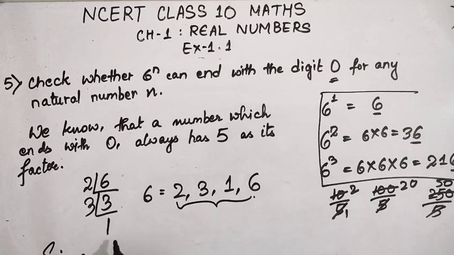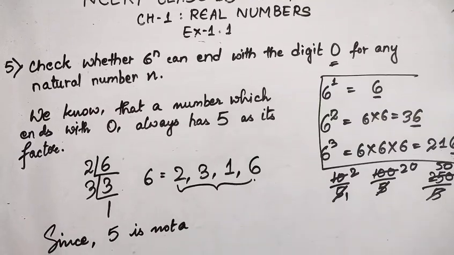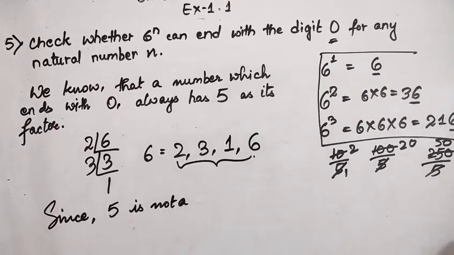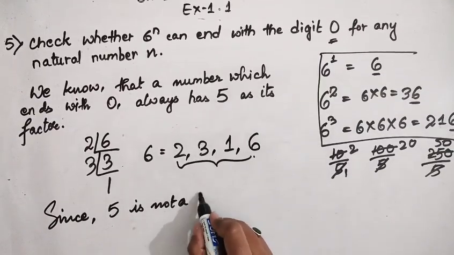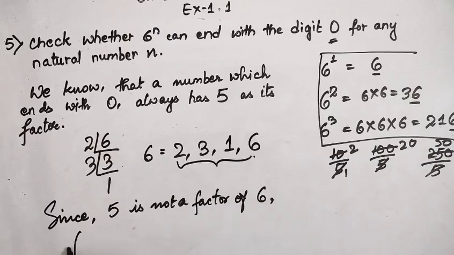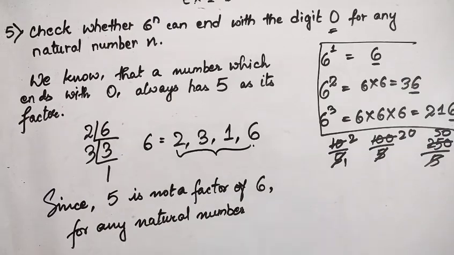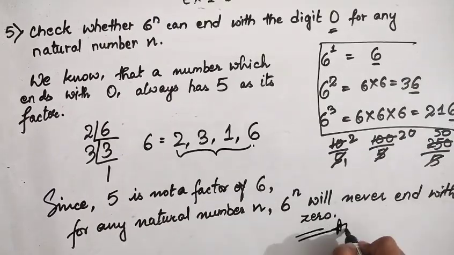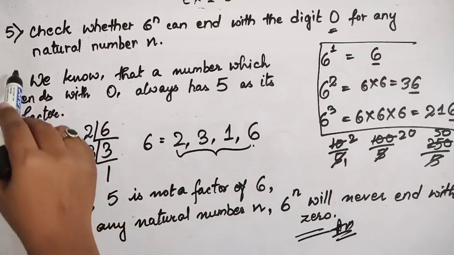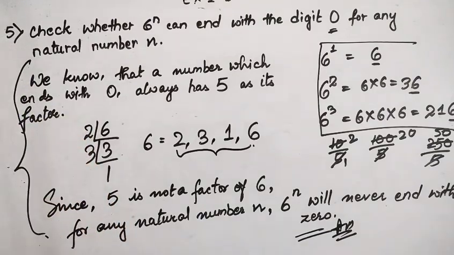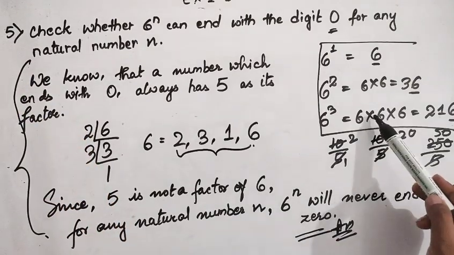So we can conclude, since 5 is not a factor, okay, that is not visible on the board. Let me shift a little bit. Okay, since 5 is not a factor of 6, that is your answer. This is how you will prove in the exam, and not with this method.